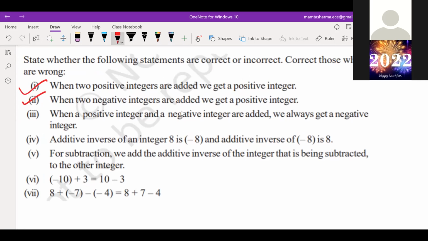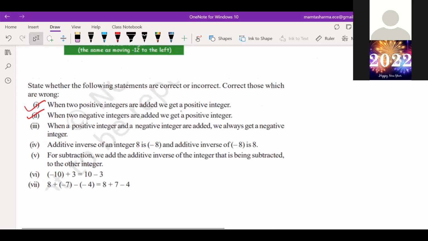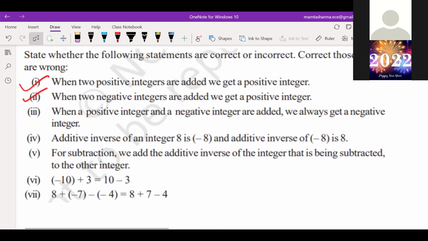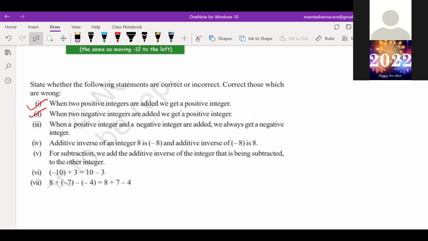When we add two negative integers, it is not positive, right? It's negative. We will take one example. If we add two negative integers, like we are adding -2 and -1, we will get -3, not plus 3. So this statement is false.